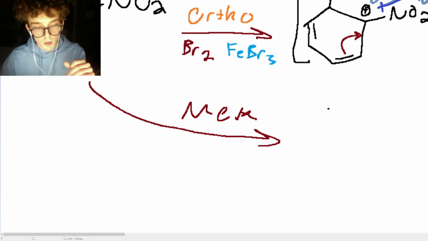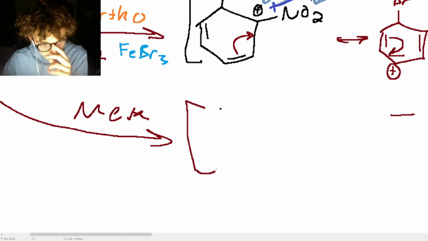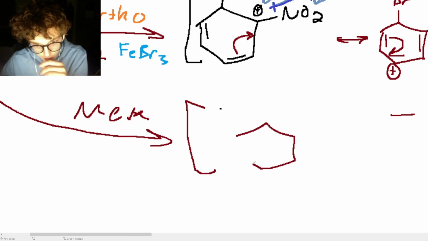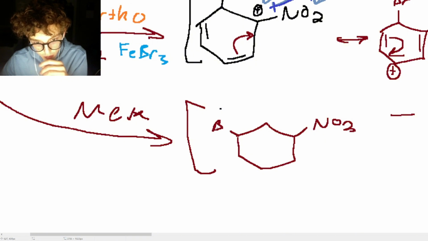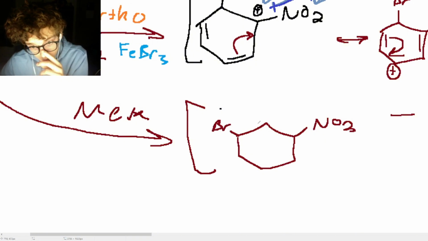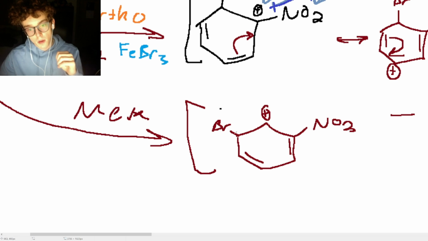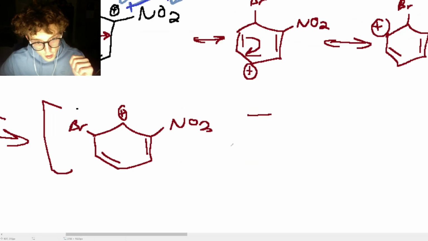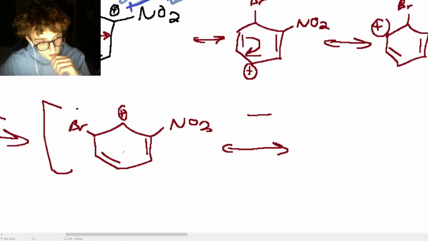Let me just make sure my webcam isn't blocking. That should be good. Okay, so if we do a meta attack, we draw our NO2 group here, and we put bromine here. Let's say we do that there, and then these electrons. So we added a bromine in the meta position. What's going to happen to the sigma complex? Well, we get this structure.